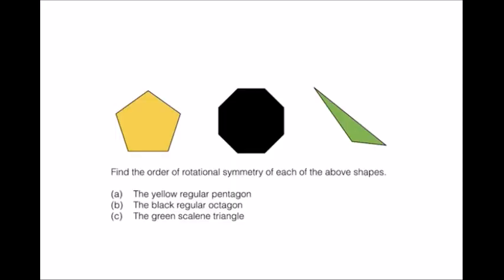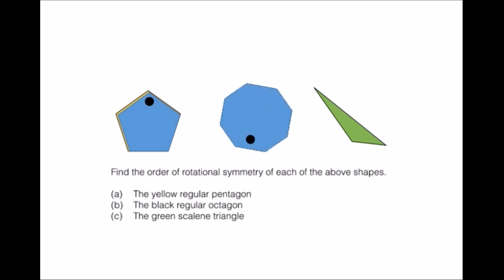So find the order of rotational symmetry of each of the above shapes. Pause and have a go. So the yellow regular pentagon, the key here is it's regular. If we rotate this shape, it looks like itself 1, 2, 3, 4, 5. It looks like its original position 5 times in a 360-degree rotation. Therefore, it's order 5.